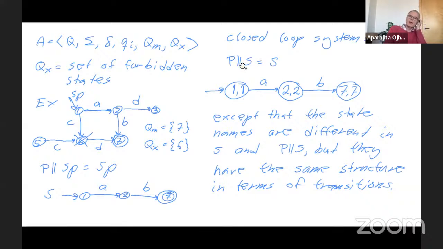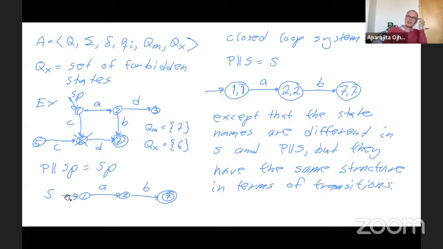Now we generate also the closed loop system, the plan synchronized with the supervisor, and we see that we get the supervisor, except that the names are different in the supervisor and the closed loop system. But you could say that these two automata have the same structure, but they have different state names. Formally, this is sometimes called that they are isomorphic. There is an isomorphic mapping between the states in the closed loop system and the supervisor.